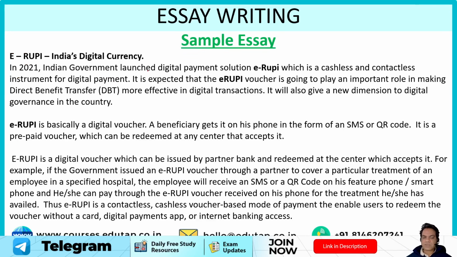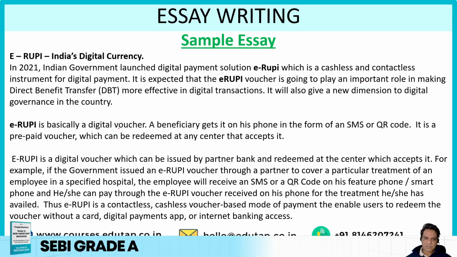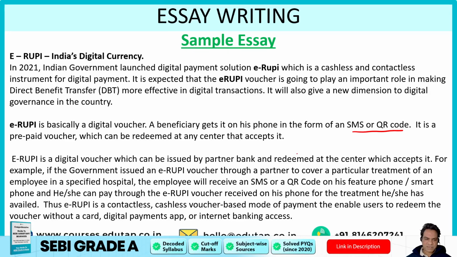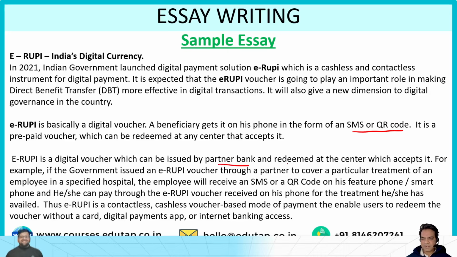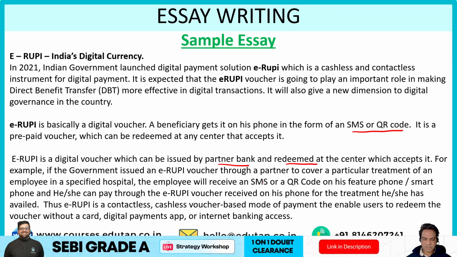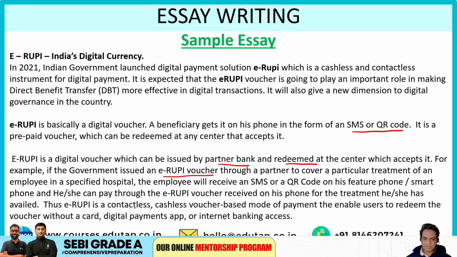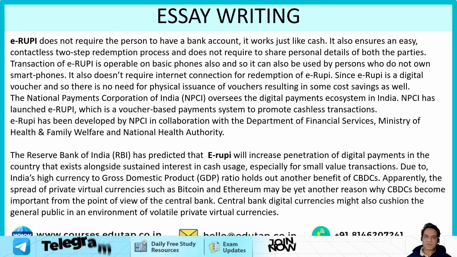So in 2022, the government launched the digital payment solution e-rupee, which is a cashless, contactless method. This is going to play an important role in making DBT, direct benefit transfer, more effective in digital transactions. It's basically a digital voucher. It can be used on a phone with SMS or a QR string. It can be issued by a partner bank, redeemed at the center, whichever accepts it. It's a government-issued e-rupee voucher. So all the details that you read in the points can be presented in your own simple words, right? Just by executing what you read, what you prepared, in your answer.